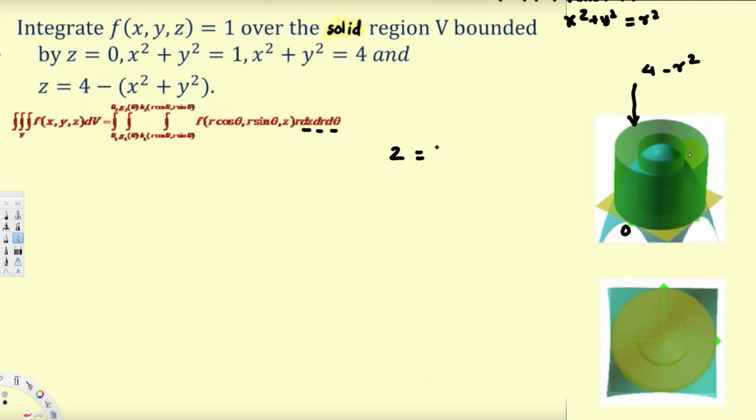Z is going to go from 0 to 4 minus r square. Let's write this one clearly. Okay, z is going from 0 to 4 minus r square. Now let's look at r.